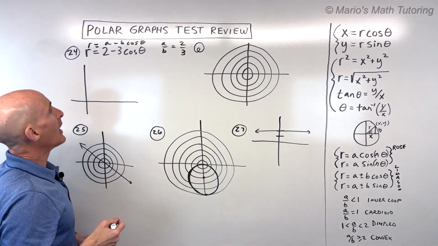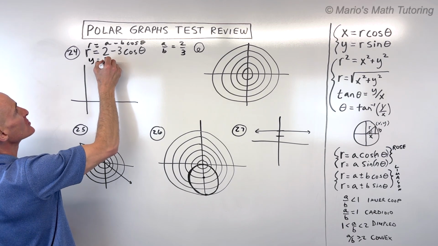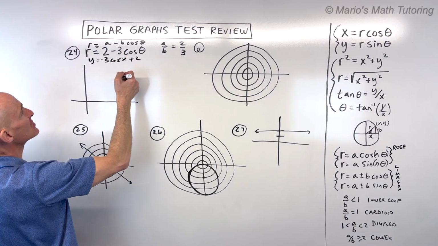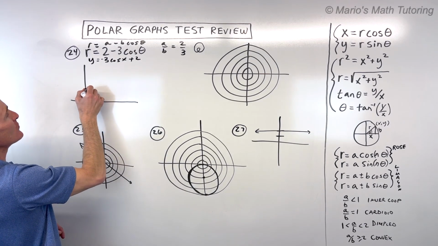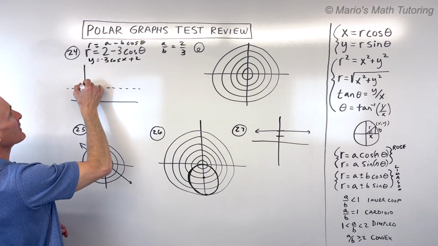Now, let's go ahead and graph it in the rectangular form. So if we were graphing y equals negative 3 cosine x plus 2, I'm just rearranging this. Plus 2 means it's shifting up 2. This is like our midline. And it's a cosine graph with an amplitude of 3.